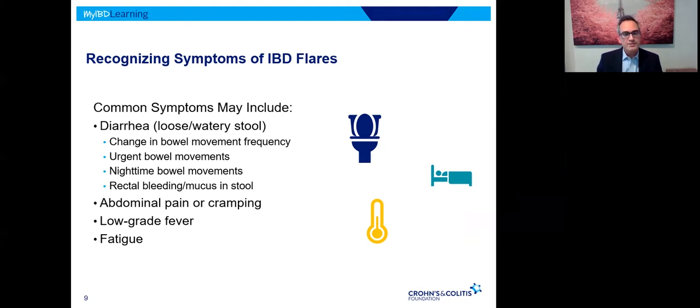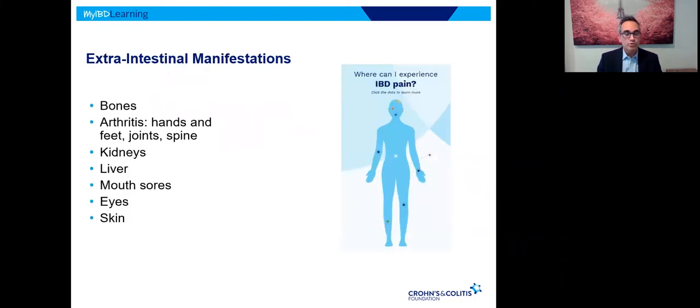It's important to realize that the disease is not always limited to the gastrointestinal tract. It can affect joints, the eyes, the skin, the liver, as we'll investigate in the next slide. And some patients might note a new onset of, for example, joint pain or mouth ulcers when their disease begins or is flaring. So as far as what I mentioned, the extraintestinal manifestations, bones are an important piece.